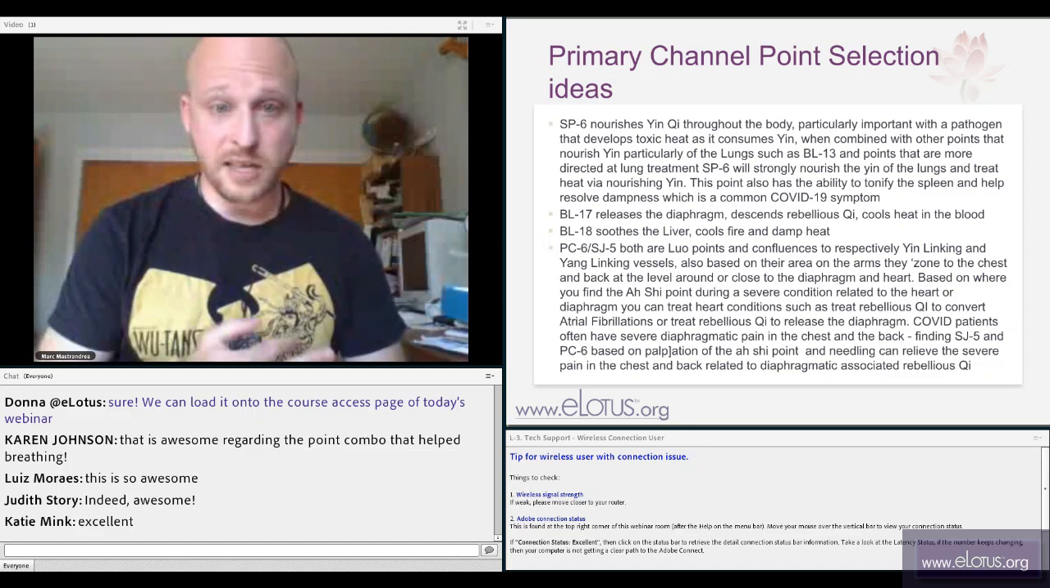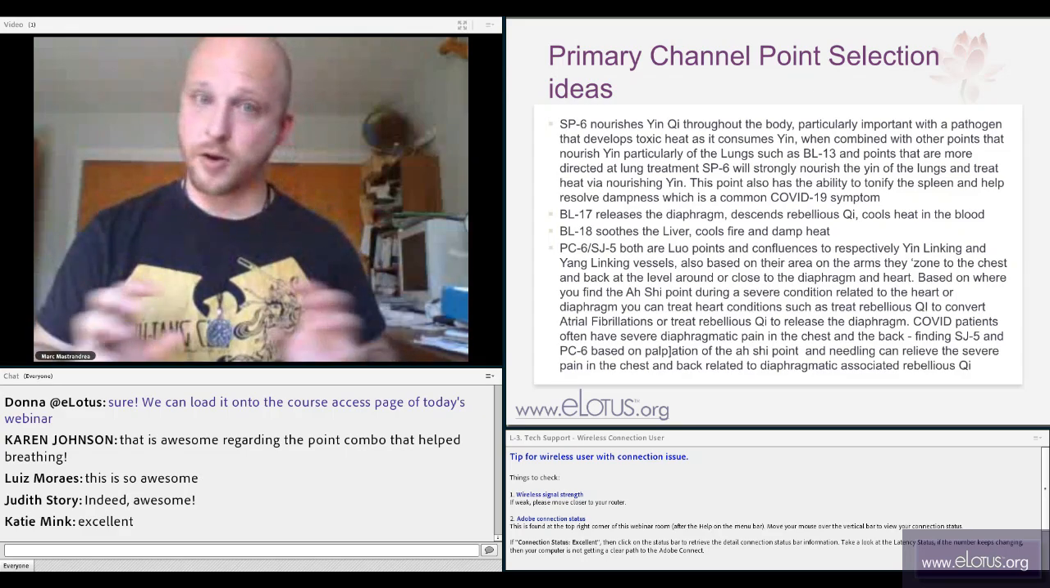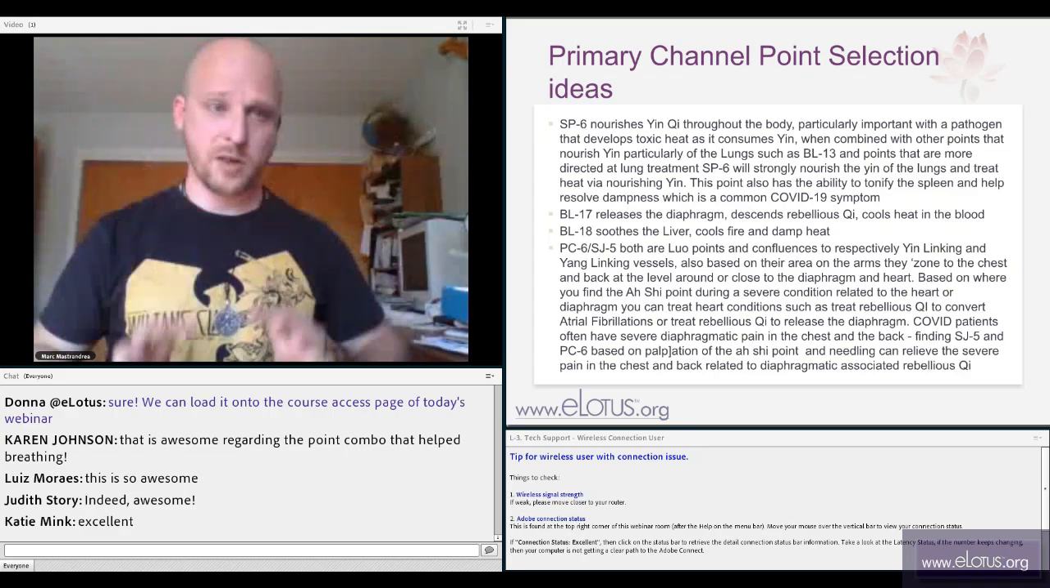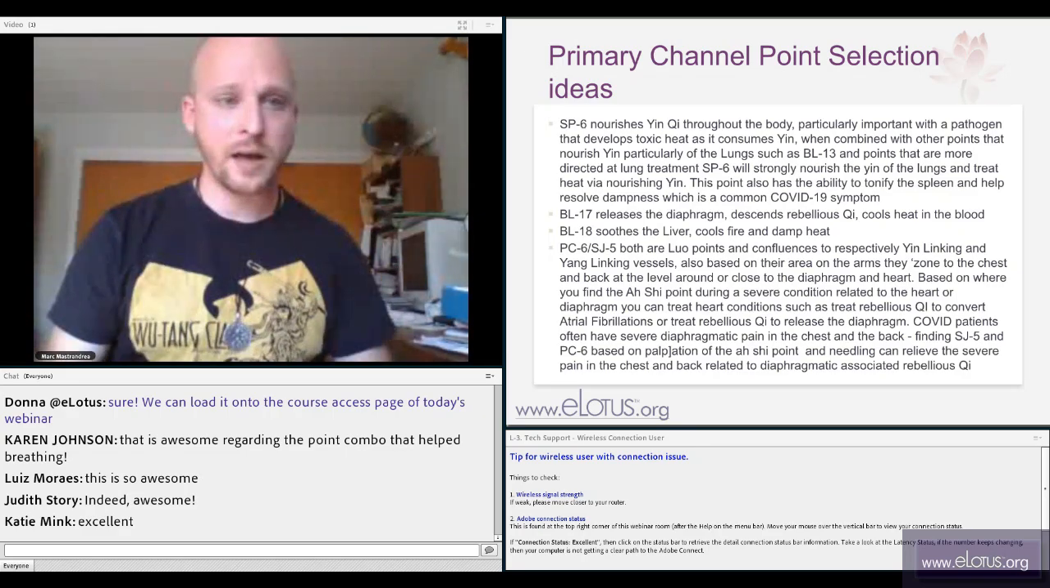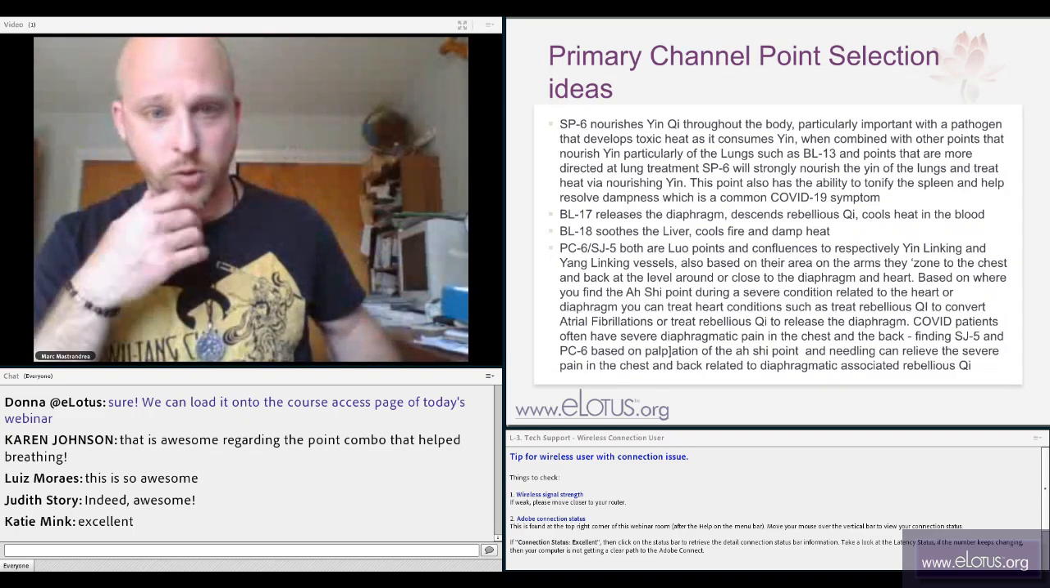Bladder 17 releases the diaphragm, right? So you're going to get diaphragmatic spasms. You can cup the area. A lot of patients get stabbing pain around that area, just above and just below, and sometimes in their upper and lower back. So you can cup it, you can needle it, you can gua sha. We're going to talk about that later as well.